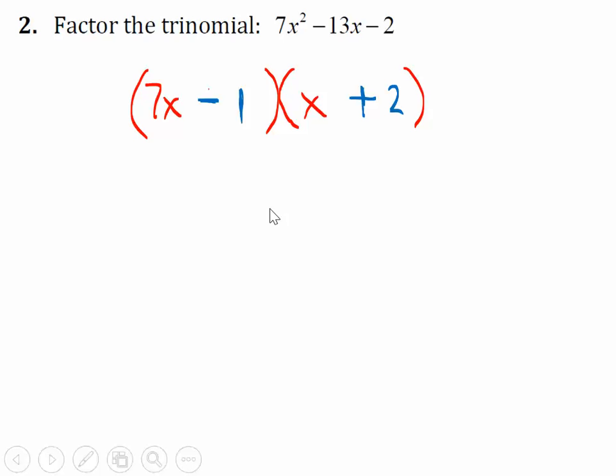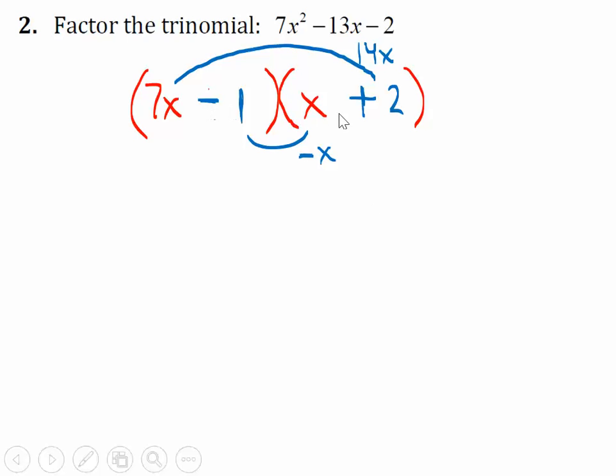All right, and I'm going to go outside terms. That's going to be a 14x. And then the inside term gets me a negative x. So if I add those together, it gets me a positive 13x. Notice, but I want a negative 13x. So then I know the only thing that's wrong is my signs. I got the exact opposite of what I wanted.